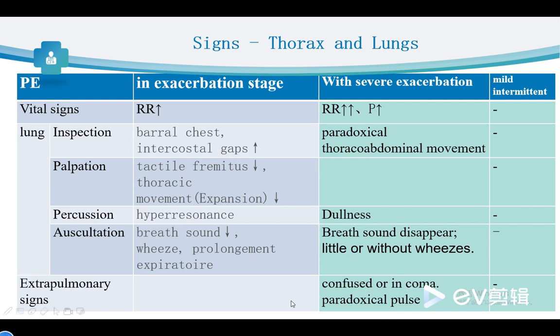And extrapulmonary signs include confusion or coma, and paradoxical pulse shows the severe increase of the intrathoracic negative pressure. And those are the signs in the patient with asthma.